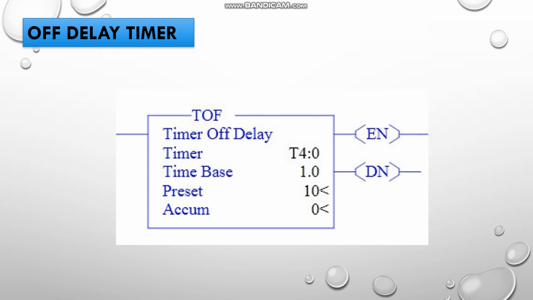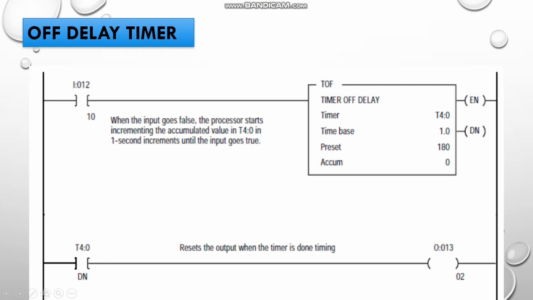So if you have initialized the preset value as 10, the device will be running initially, and when you switch off the device, after 10 seconds it will go to the zero state. That is the operation of T off. You can see the diagram here.